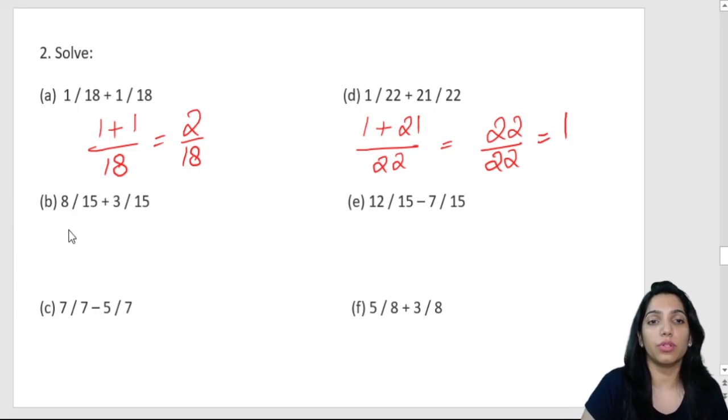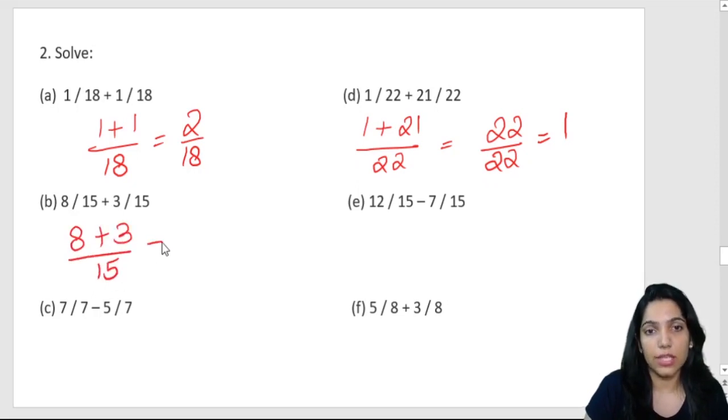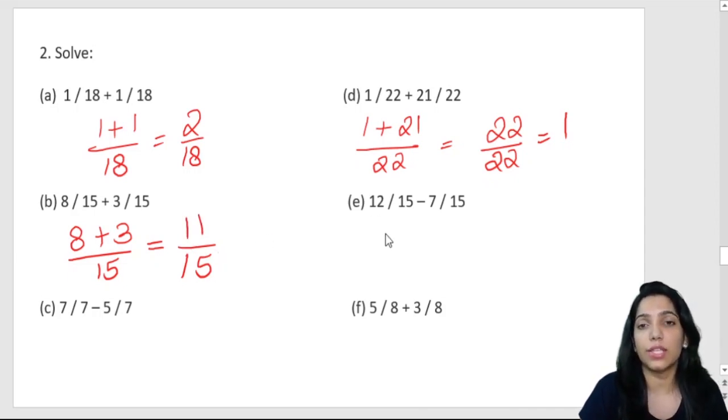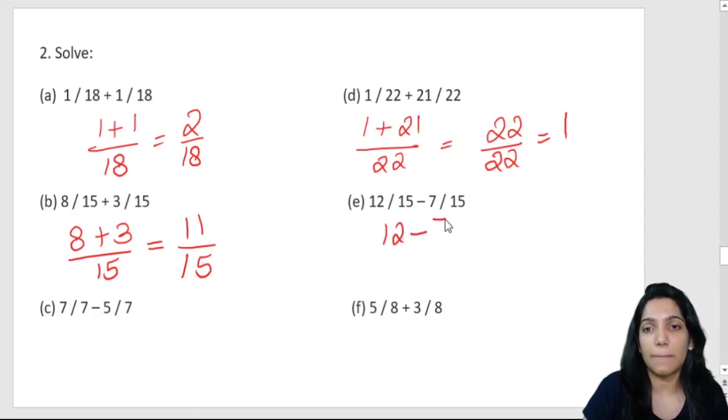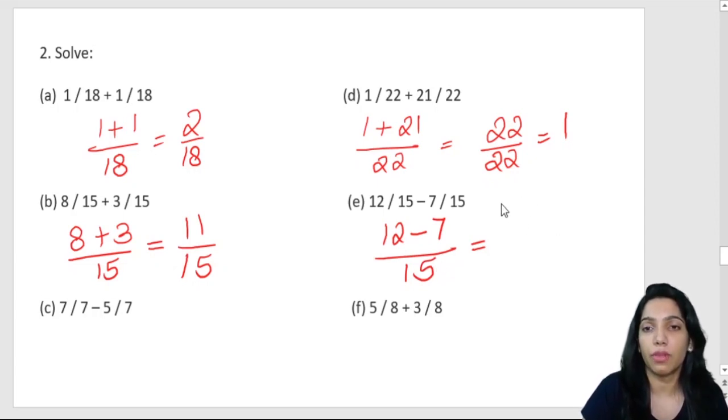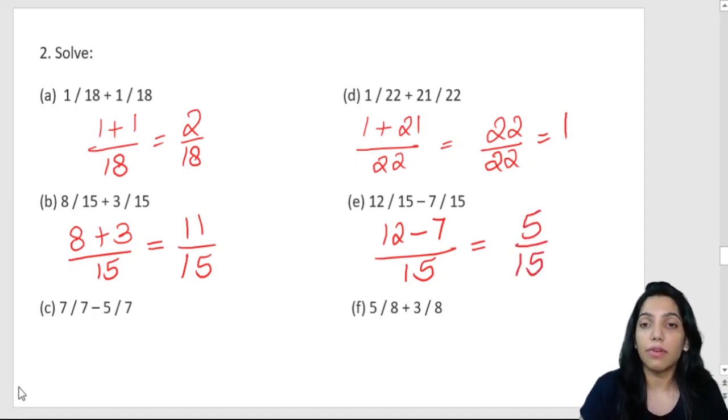Okay. Now moving on to the next one. It's 8 over 15 and 3 over 15. So 8 plus 3 over 15 it is. So 8 plus 3 we need to do, and the denominator remains the same as 15. Right, so here it is 11 over 15. Moving on to the next one. It's 12 over 15 minus 7 over 15. So what do we need to do? We just have to do the subtraction of the numerators. Right, so here it will be 5 over 15. I'm sorry. Yeah. Right, so it's 5 out of 15.